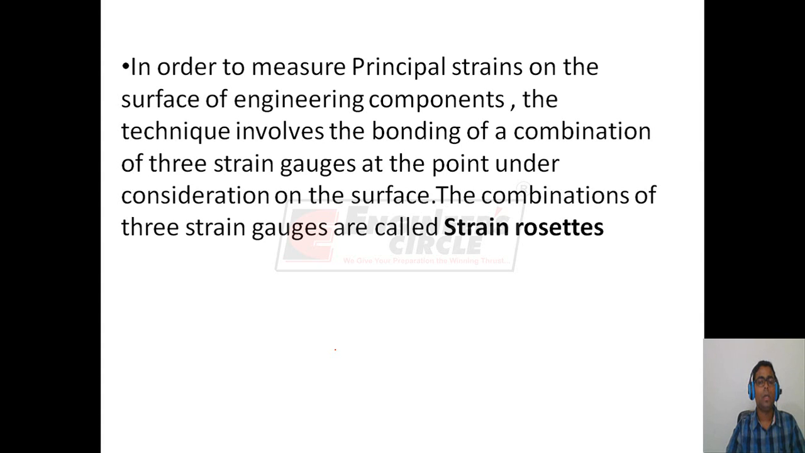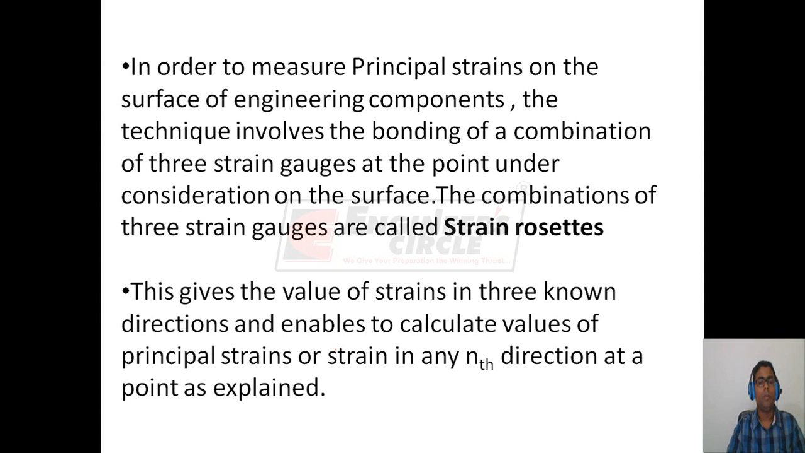The 3 strain gauges can be attached at a point in various combinations. These various combinations are called strain rosettes. This gives the value of strain in 3 known directions. Because we have installed 3 strain gauges, we will get the values of 3 normal strains, and these 3 normal strain values help us to calculate the values of principal strain or strain in any nth direction at a point.